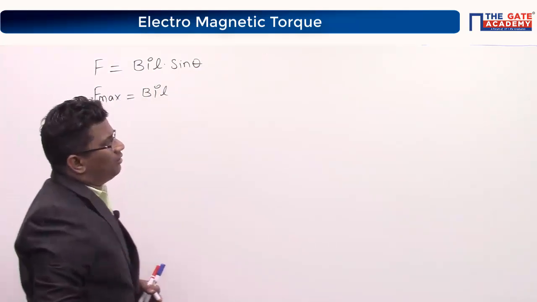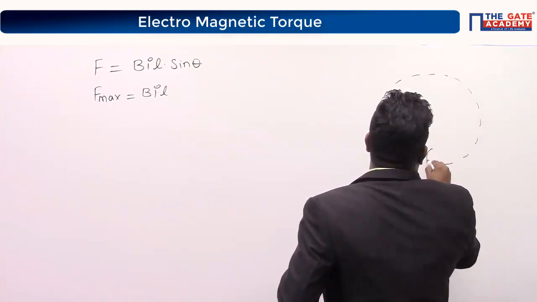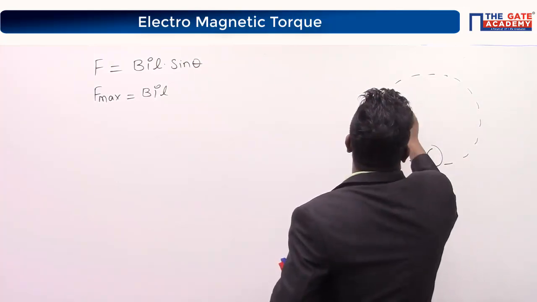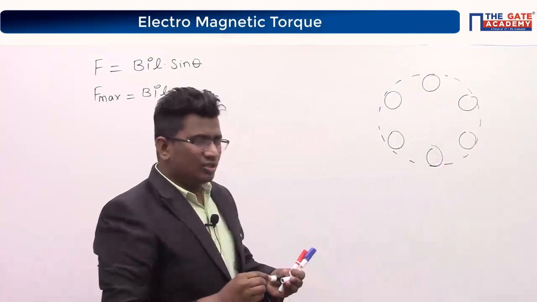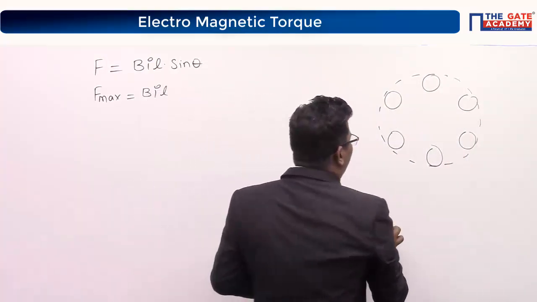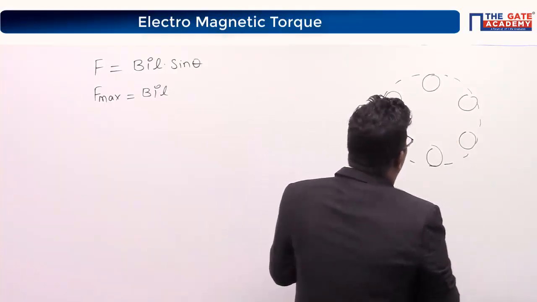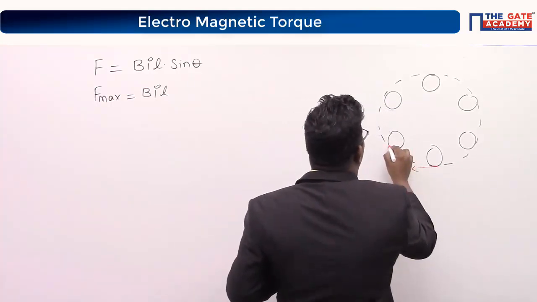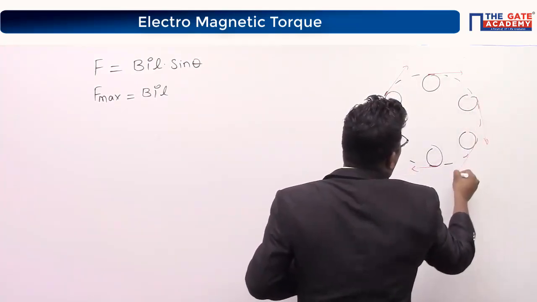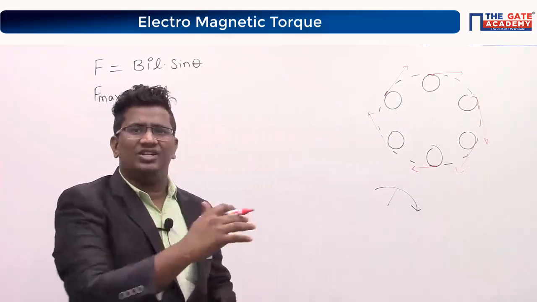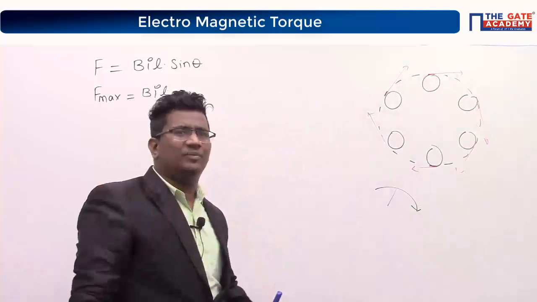Like this is our machine. This is our conductor. These are our conductors. If the machine is rotating in the clockwise direction, let us say the force is acting like this on the conductor. The force is acting on the conductor tangentially only. All the forces are cumulatively added and finally we get the resultant torque in that particular direction.